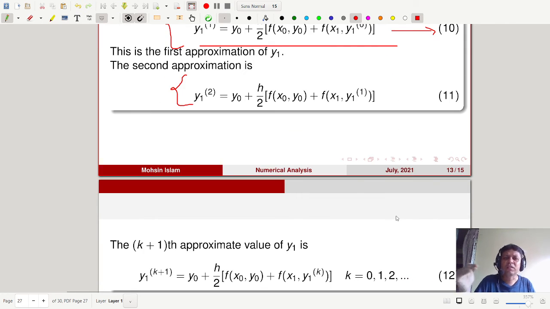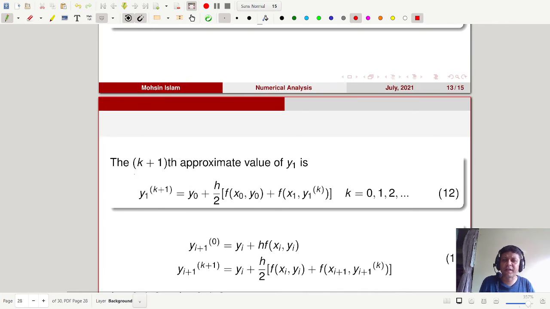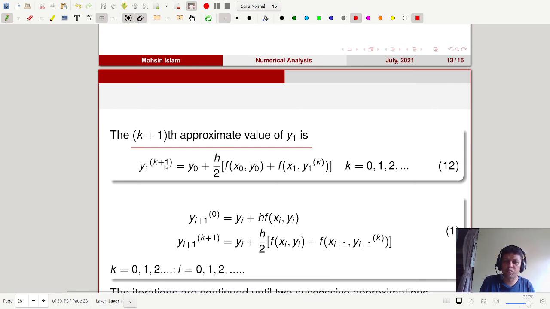And you will get the third approximation, fourth approximation, and so on. You can write the (k+1)th approximate value of y1 as y1 (k+1) equal to y0 plus h by 2 times the functional values f(x0, y0) plus f(x1, y1 k), for k equal to 0, 1, 2, etc.